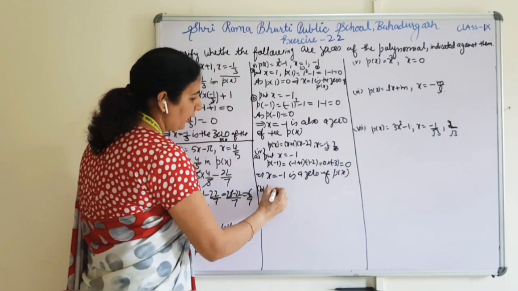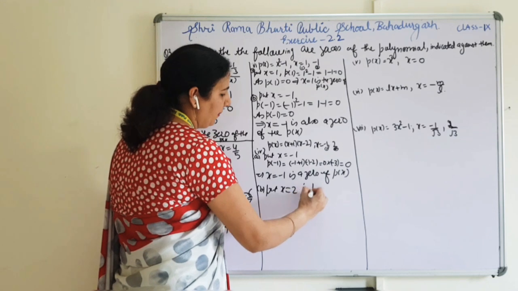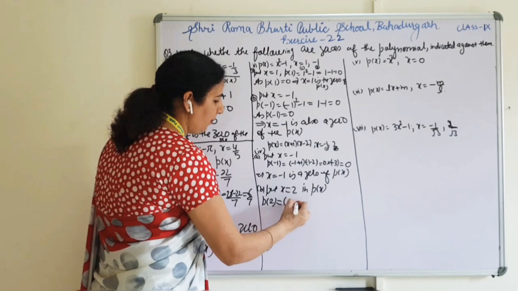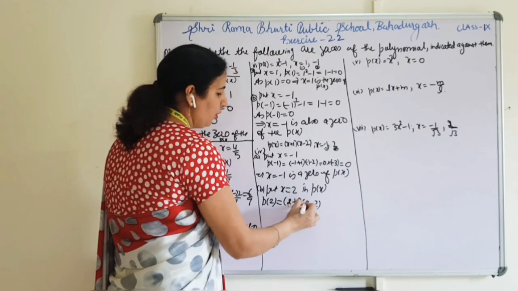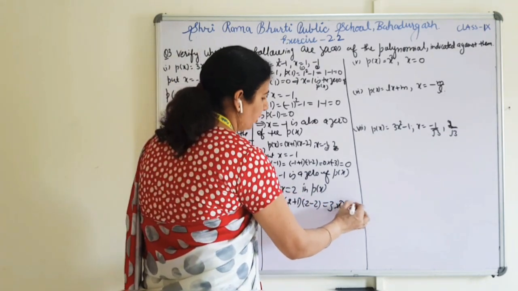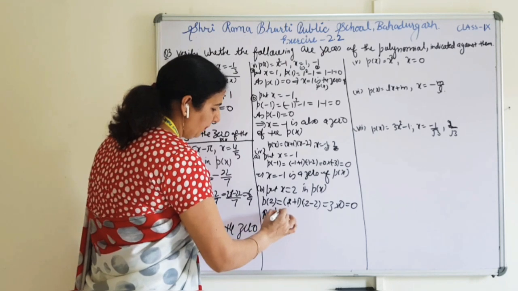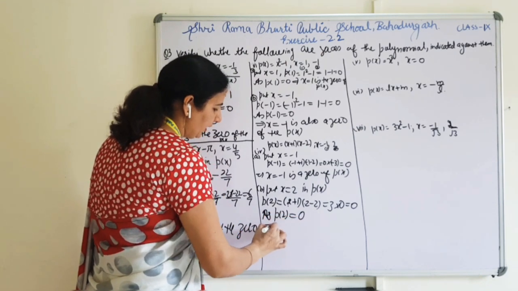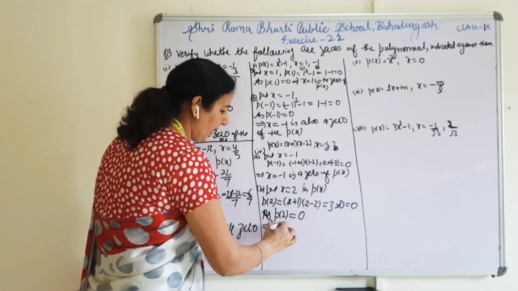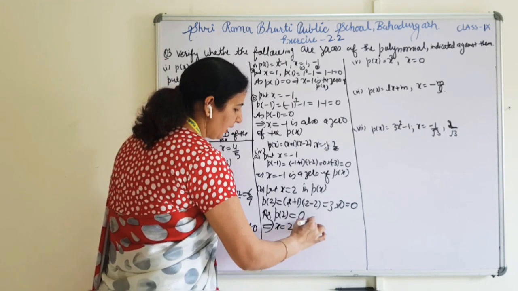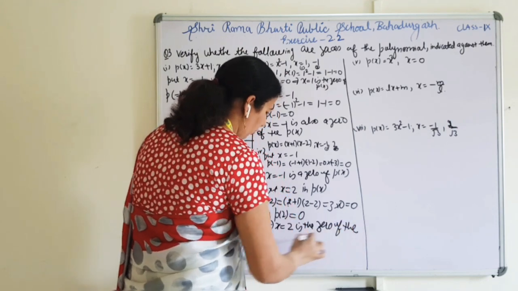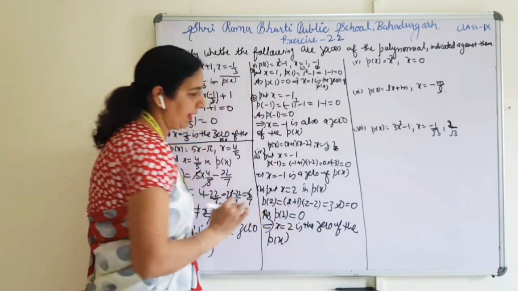B part, put x is equal to 2 in p(x). Then it will be p(2). p(2) is (2 plus 1)(2 minus 2). 2 plus 1 is 3. But 2 minus 2 is 0. 0 into 3 is 0. As p(2) is equal to 0, this implies x is equal to 2 is the zero of the polynomial p(x).